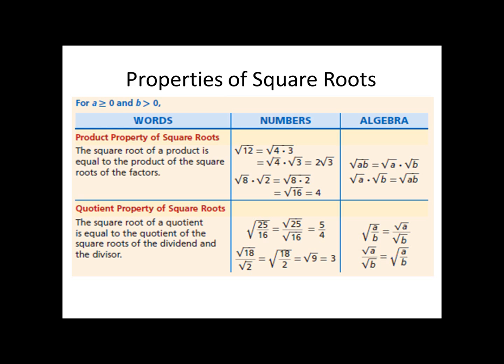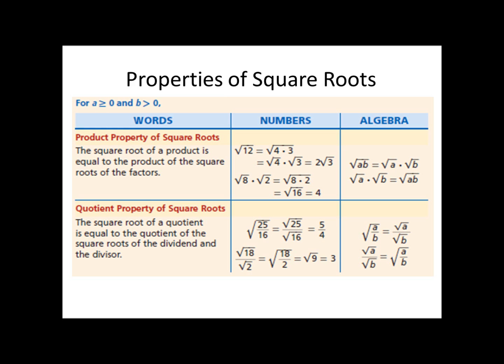Very, very similar thing with the quotient. If we take the square root of a fraction, usually what we want to do is take the square root of the top and take the square root of the bottom separately. So we see the square root of 25 over 16. We decide, hey, I'll split that up. I'll take the square root of 25, I'll get 5. I'll take the square root of 16, and I'll get 4.